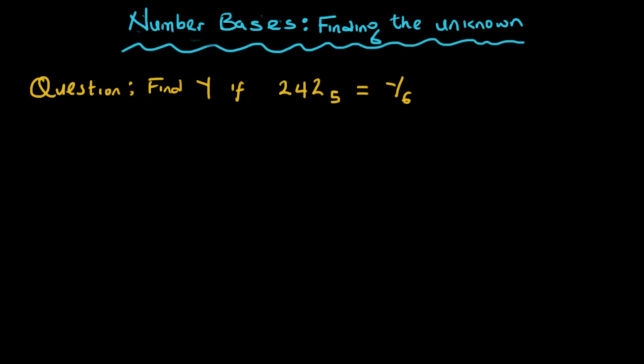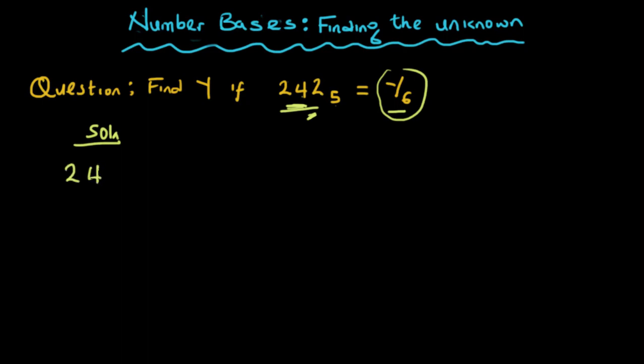In this video, we are going to be looking at number bases and how to find unknowns. Now let's take, for example, this question: find y if 242 in base 5 equals y in base 6. To solve this, both of the numbers must be in the same base. Do you understand? We have y in base 6 here. That means we have to convert 242 in base 5 to base 6, because as soon as we convert this to base 6, we'll be able to find y. Let's solve this.